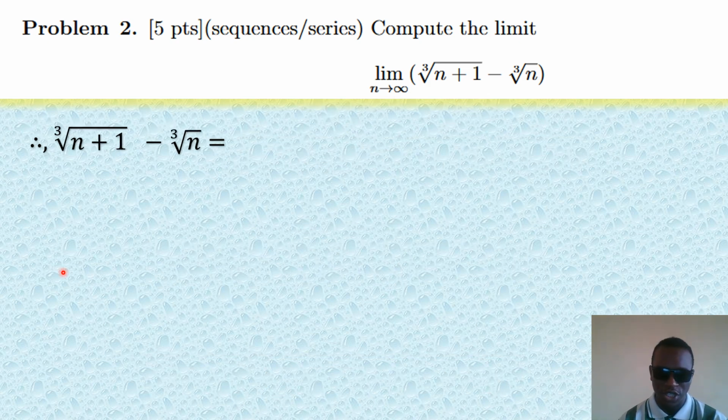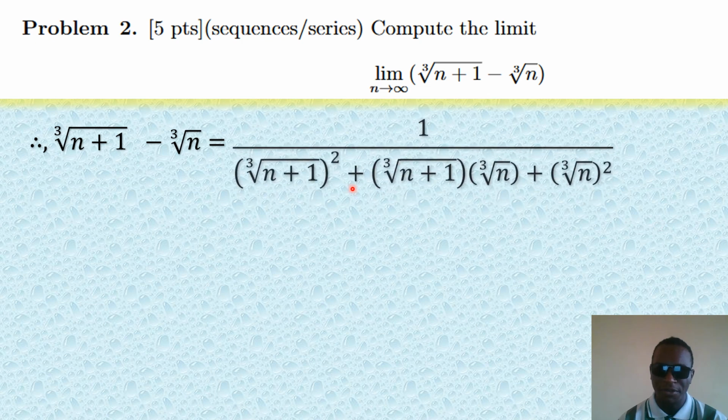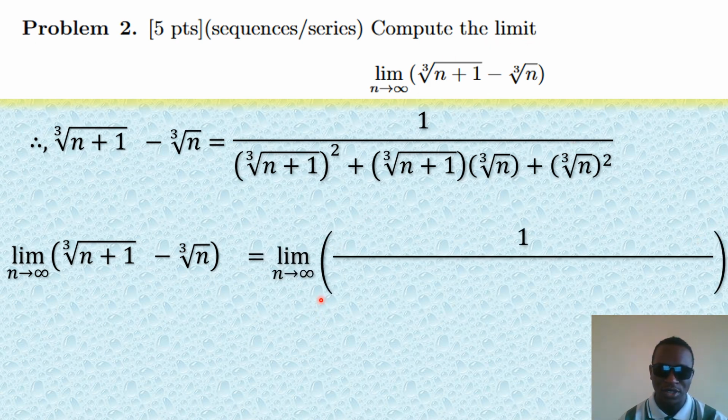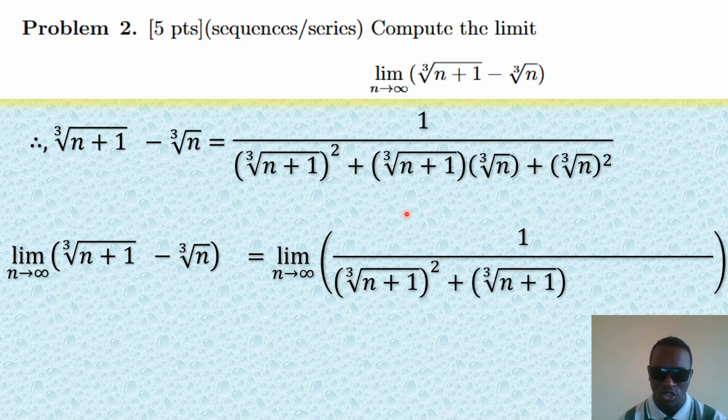From this stage, we will now have this as our final result from the previous slide. Computing the limit as n tends to infinity of the cube root of n plus 1 minus the cube root of n, that result will be equal to what? The limit as n tends to infinity of all of this. You just copy and paste, okay? Because we are proving that this is simplifying to this.